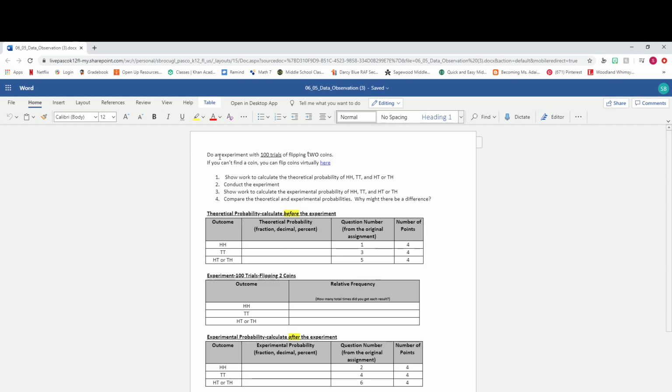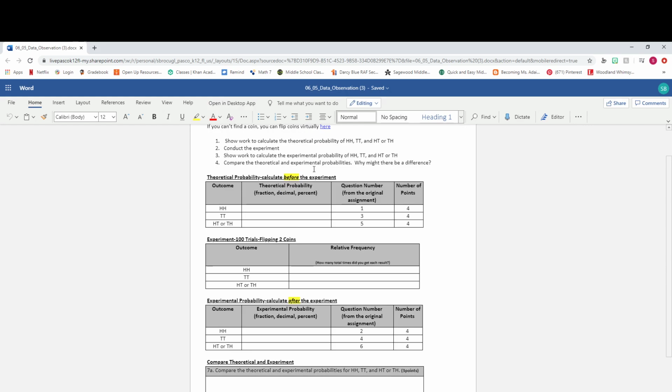So it says do an experiment with 100 trials of flipping 2 coins. If you can't find a coin, you can flip coins virtually here, which is what I'm going to use when we do the coin flip. So we show our work to calculate the theoretical probability, we conduct the experiment, and then we show our work to calculate the experimental probability, and then we're going to compare them.